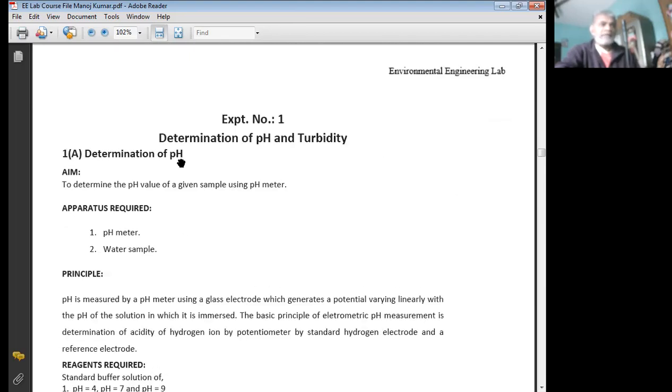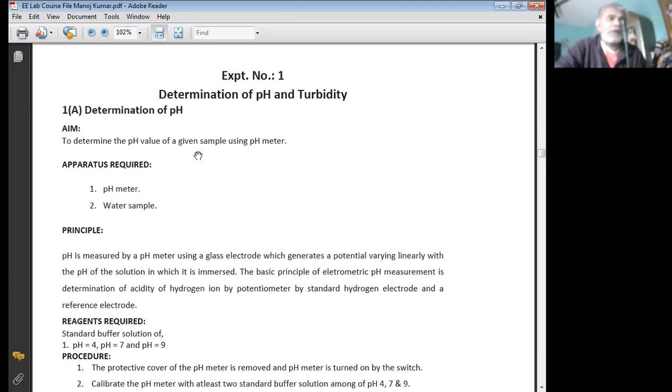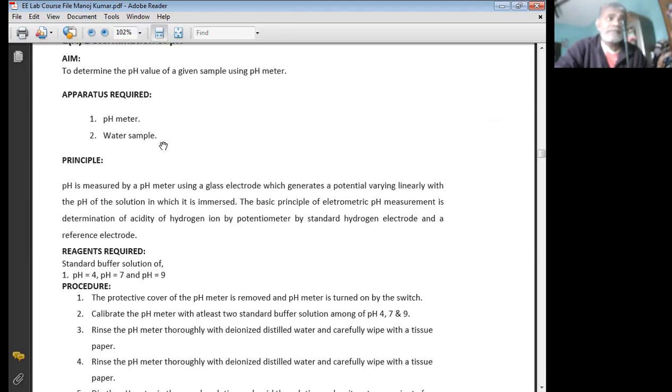Lab number, experiment number 1, determination of pH and turbidity. Determination of the pH value of a given sample using the pH meter. Apparatus required, pH meter, water sample. Principle: pH is measured by the pH meter using a glass electrode which generates a potential varying linearly with the pH of the solution in which it is immersed.